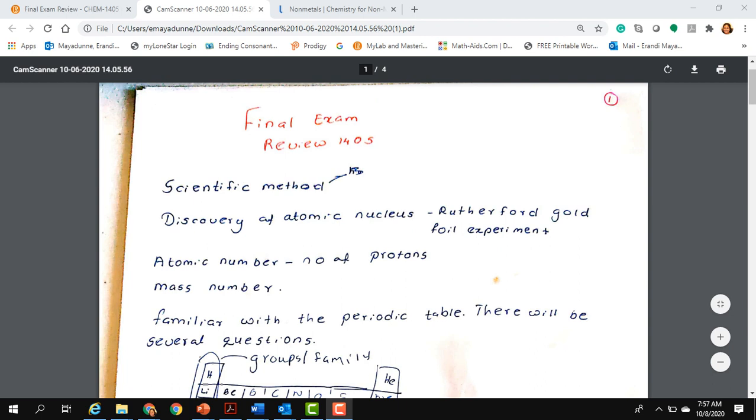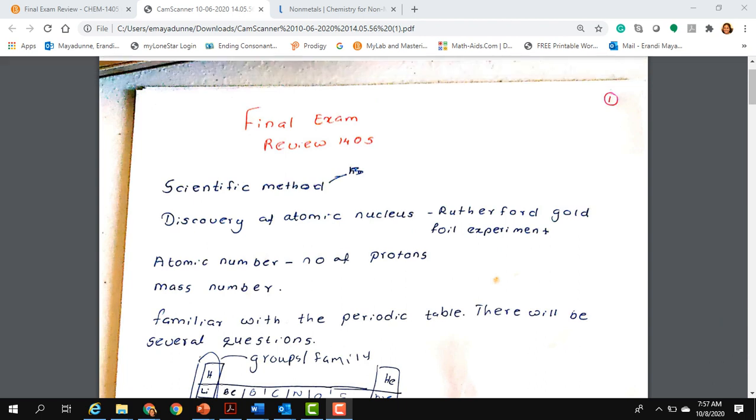The final exam is similar to other exams, but it's comprehensive. So you need to know what the scientific method is, what a hypothesis is, and what an observation is. I may give you a list of items and ask you to identify the observation. That's the kind of knowledge you need to know.